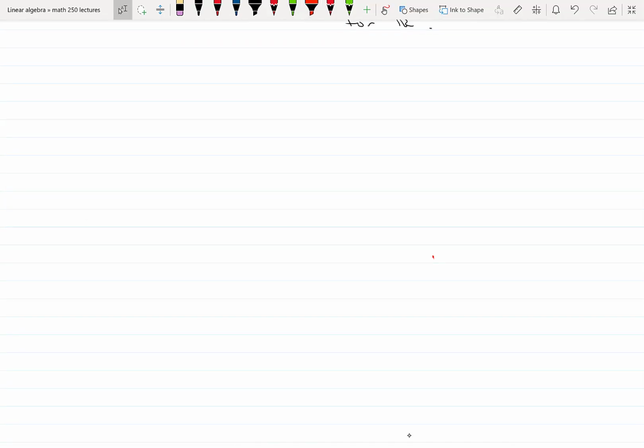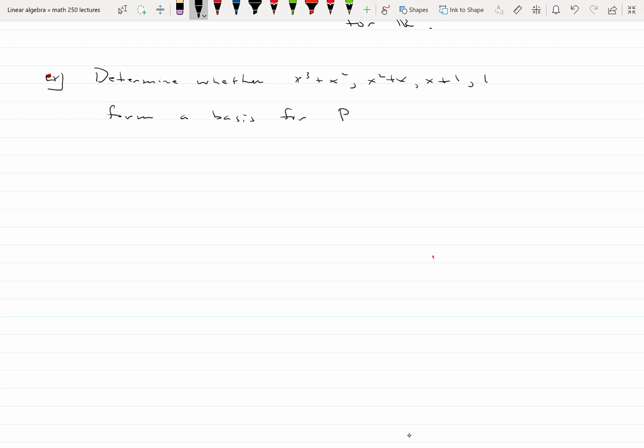Let's look at another example. Determine whether the vectors x cubed plus x squared, x squared plus x, x plus 1, and 1 form a basis for P sub 3, the set of all polynomials of degree less than or equal to 3.